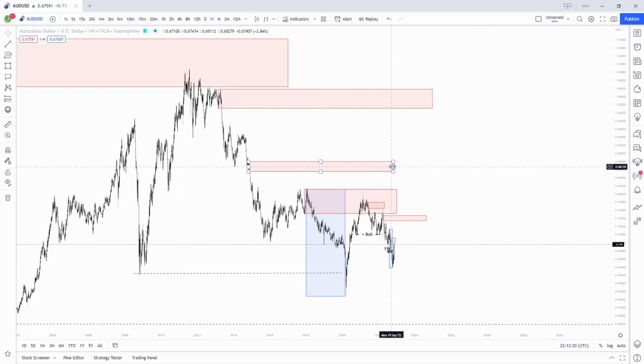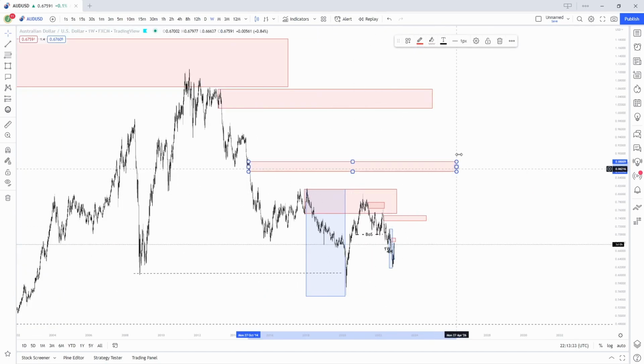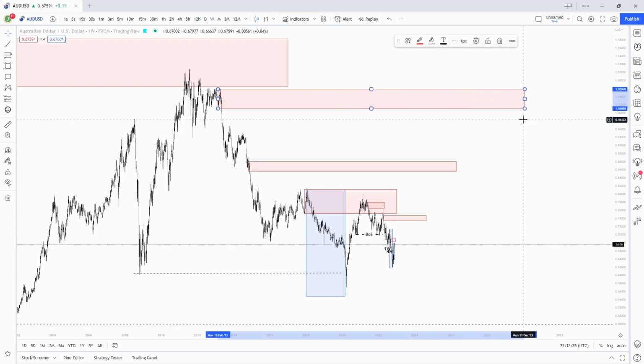Okay, so we can see that if price was to then break these highs and invalidate that structure, there are still points of interest above price that it could target. So this is all the story.